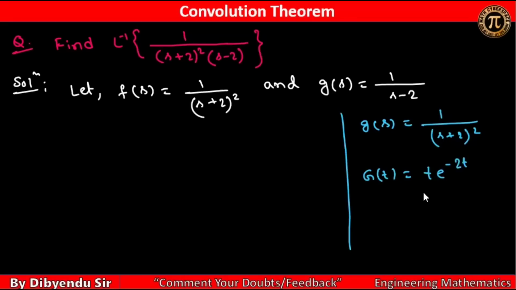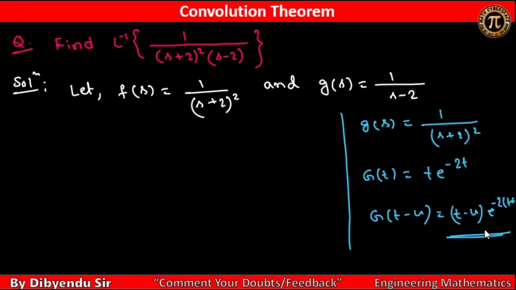This is your g(t). When you apply the convolution, you will get a term g(t minus u), so you have to write this function as (t minus u) into e to the power minus 2 into (t minus u). That means this is quite a difficult term; you cannot integrate this g(t minus u) easily. That's why I am taking the easiest function as g(s). You have to take the easiest function as g(s). Clear? So let's start.